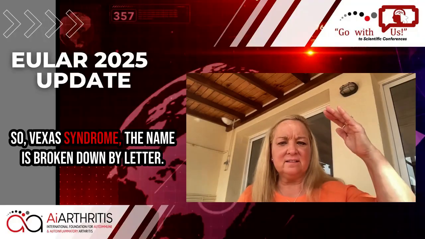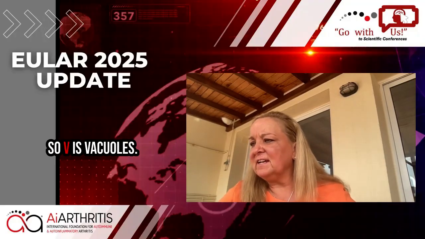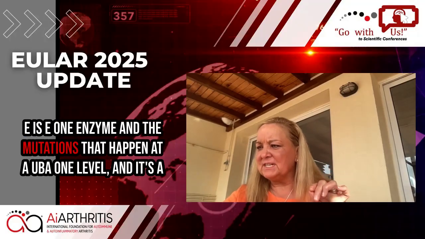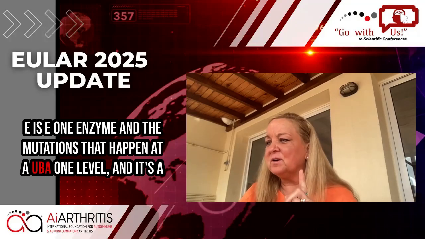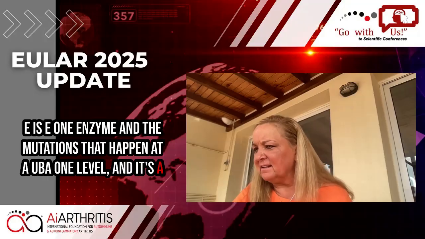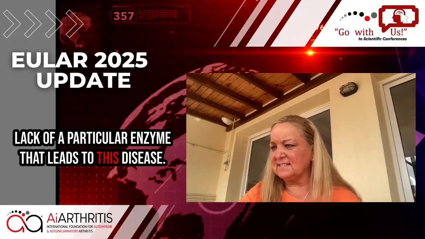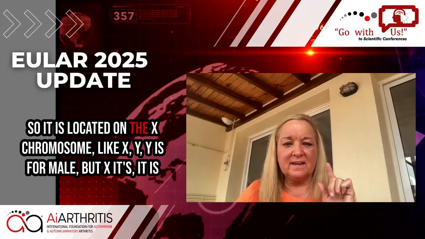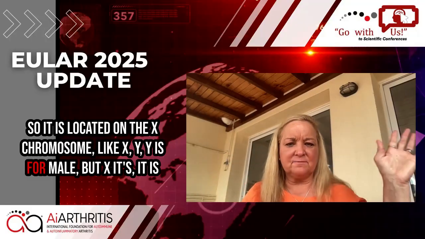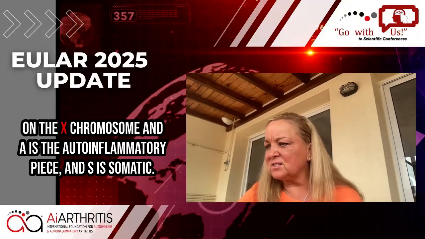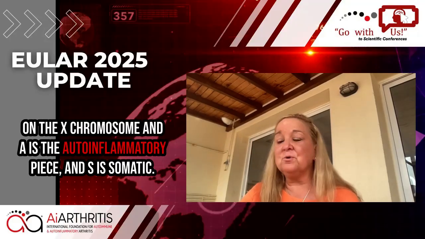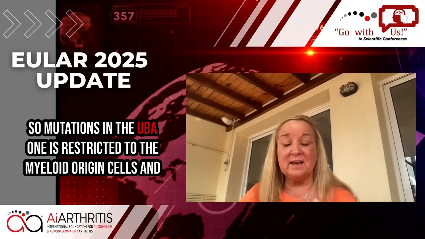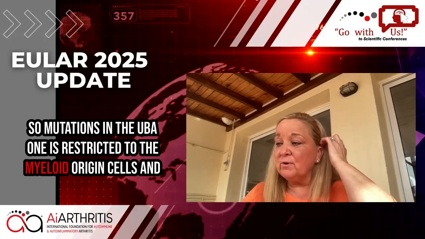So VEXAS syndrome, the name is broken down by letter. V is vacuoles, E is E1 enzyme, and the mutations that happen at the UBA1 level, and it's a lack of a particular enzyme that leads to this disease. The X means that it's X-linked, so it is located on the X chromosome, like XY. Y is for male, but X, it is on the X chromosome, and A is the autoinflammatory piece, and S is somatic. So mutations in the UBA1 are restricted to the myeloid origin cells.